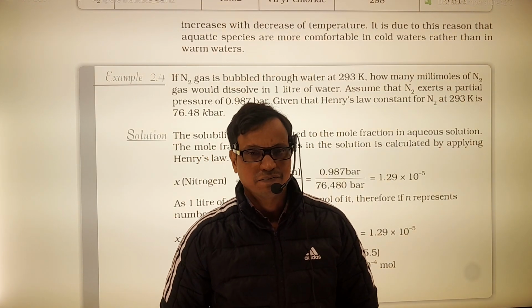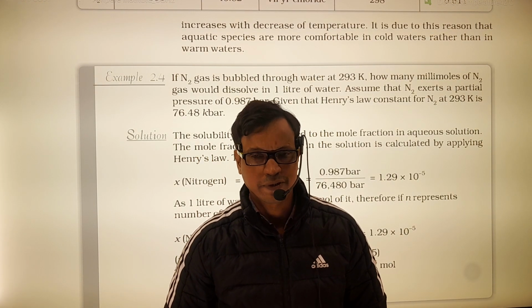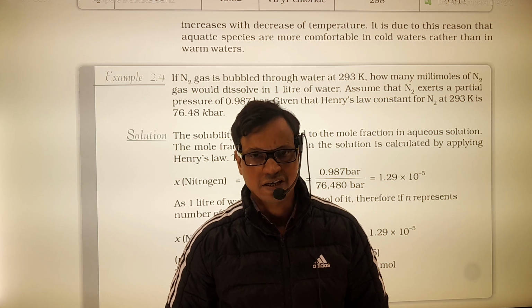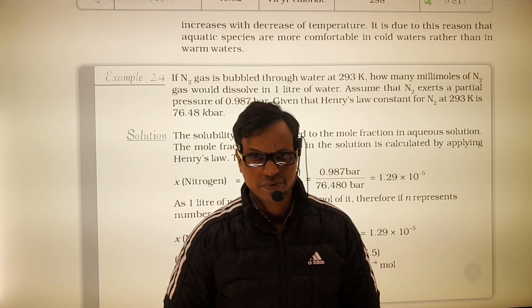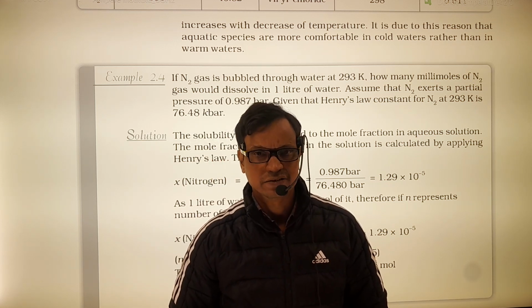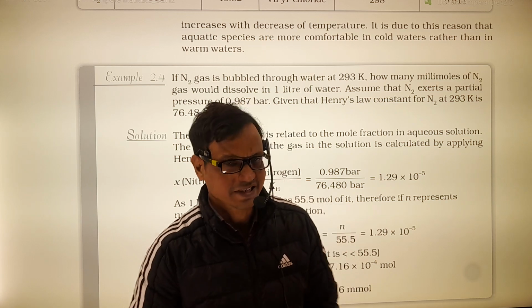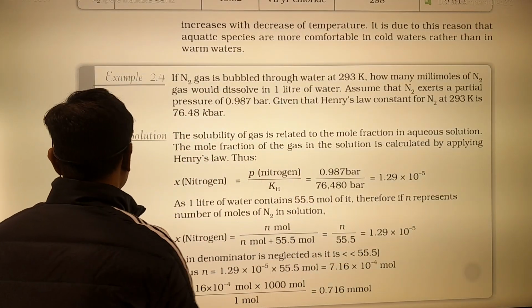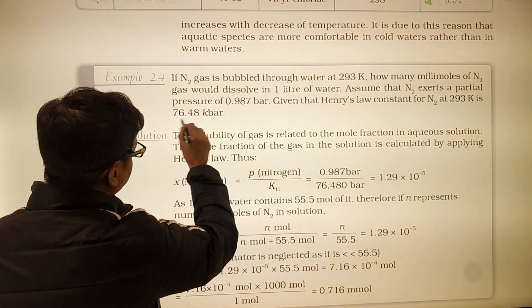This question is frequently asked in the 12th board examination for 2 marks, and here is how to write it so that you could get 2 out of 2. Let's see. Here the value of K_H has been given.